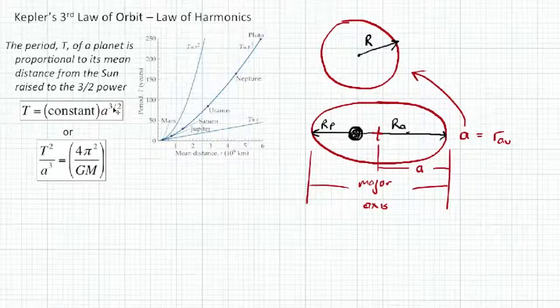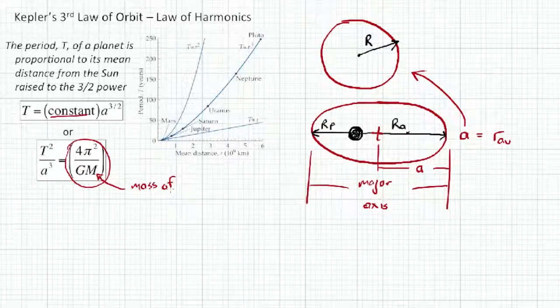So Kepler's third law of orbit develops a relationship between orbital period, time, and the distance an object is, on average, from the body that it's orbiting. It's a linear relationship. We say this is a constant right here, and this constant is 4 pi squared over capital G times M. Now this M here isn't the mass of the moon. I know we put capital M in our calculators as the mass of the moon, but this is really the mass of the body being orbited.